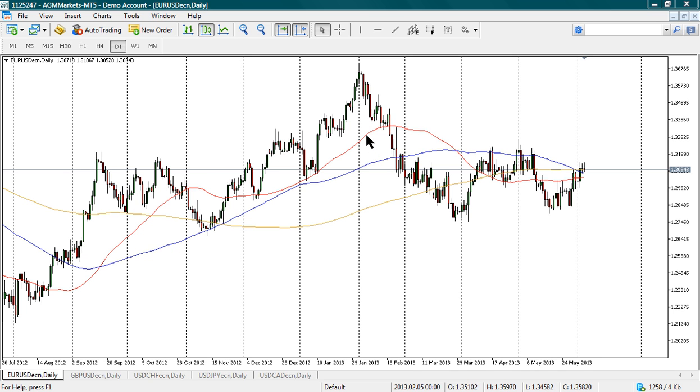For any new followers, we have 3 moving averages on each of these charts. The red one is a 50 simple moving average, the blue is a 100 simple moving average, and the gold is a 200 simple moving average.